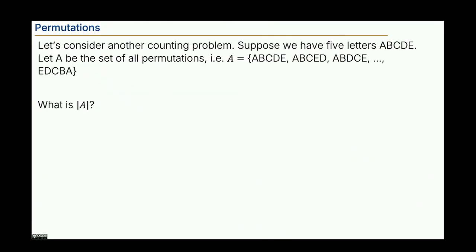Let's talk about another problem that is related, but a little different. Some of you may already know this, but let's do another counting problem that's not CP1, at least not obviously. Suppose we have 5 letters, A, B, C, D, E, and A is the set of all permutations. So A is ABCDE, ABCED, and so forth, all the way up to EDCBA. How many different permutations exist? What is the size of that set?